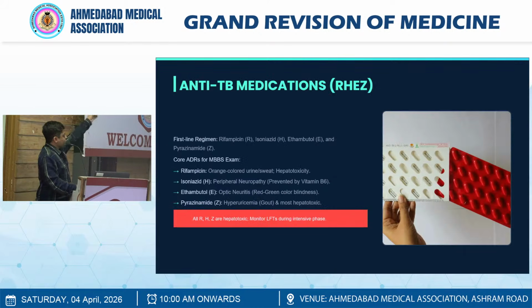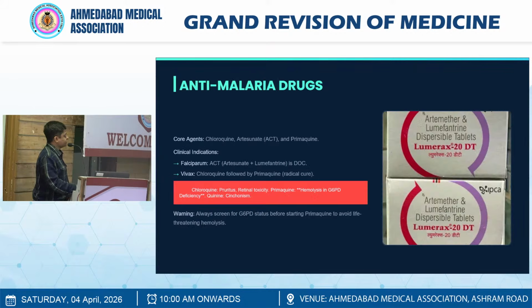HRZE: rifampicin, commonly adverse reaction is orange colored urine; hepatotoxicity; isoniazid, peripheral neuropathy; ethambutol, optic neuritis; pyrazinamide, hyperuricemia, and the most hepatotoxic is pyrazinamide. Anti-malarial drugs.